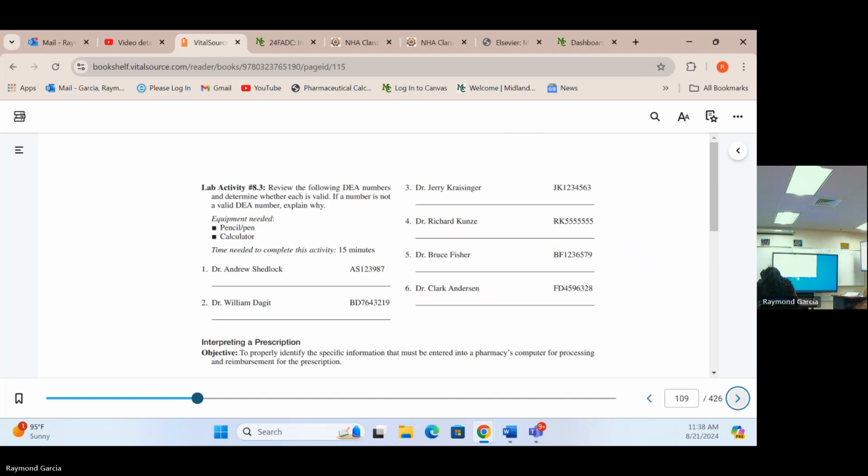8.3. We need to verify DEA numbers. Does everybody know and remember how to verify DEA numbers? You add 1, 3, and 5. And then you add 2, 4, and 6 and multiply by 2. Add and take that. And the last number, if it matches. Did you say multiply or divide by 2? Yeah, multiply by 2.